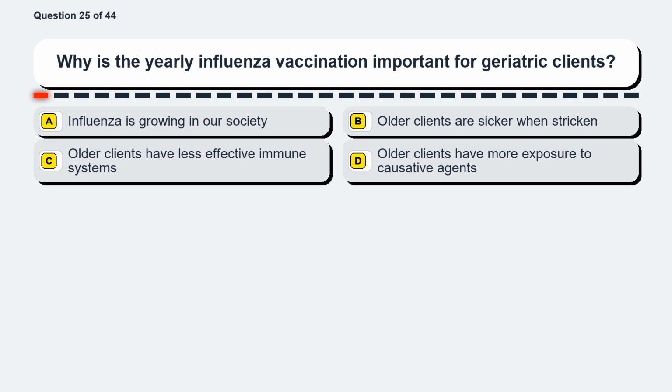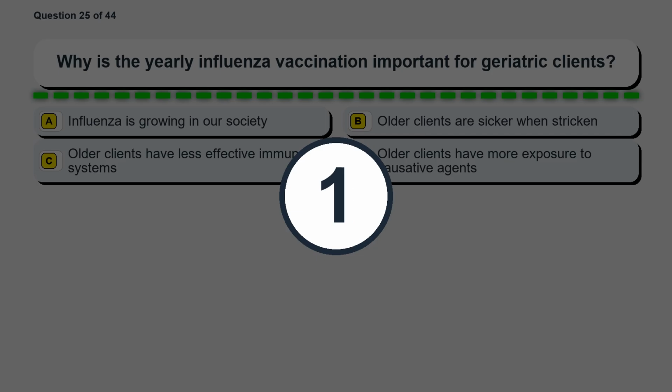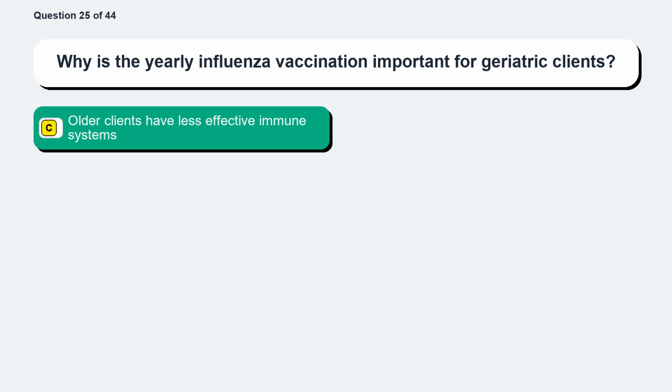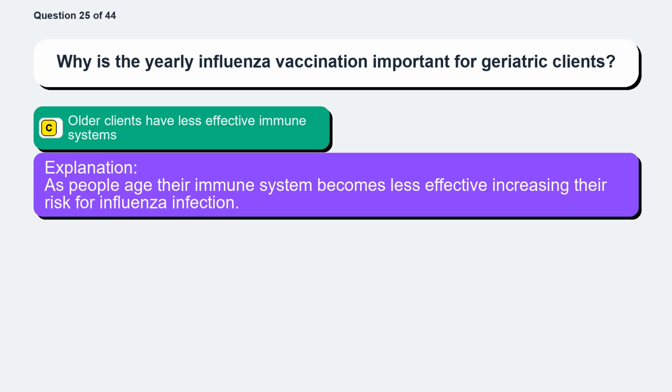Question 25. Why is the yearly influenza vaccination important for geriatric clients? Option A, influenza is growing in our society. Option B, older clients are sicker when stricken. Option C, older clients have less effective immune systems. Option D, older clients have more exposure to causative agents. The correct answer is option C. Older clients have less effective immune systems. As people age, their immune system becomes less effective, increasing their risk for influenza infection.